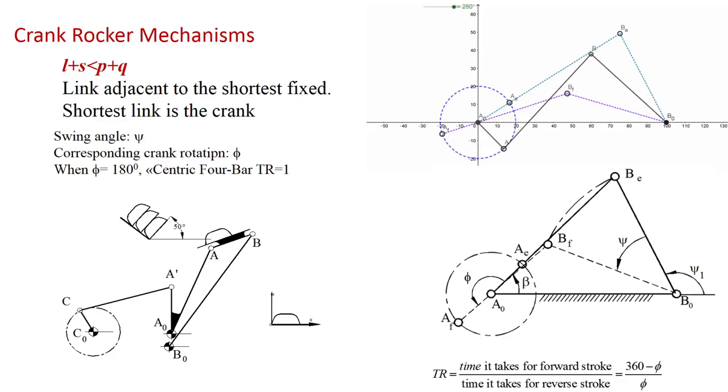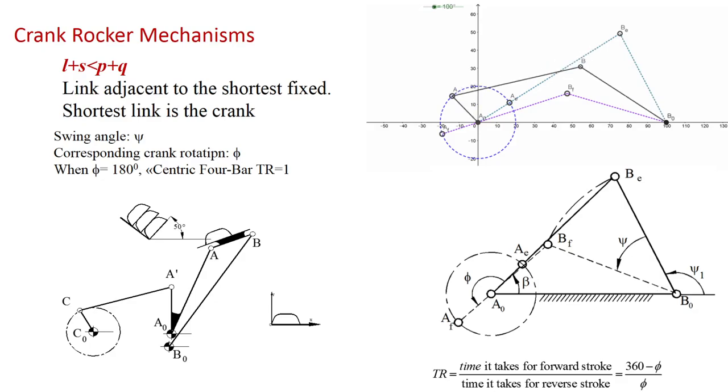There are two conditions which have to be satisfied. One is longest plus shortest link must be less than the sum of the lengths of the two intermediate links. And secondly, the shortest link is the crank, and the link adjacent to the shortest must be fixed. Okay? This is the property of the crank rocker mechanisms.